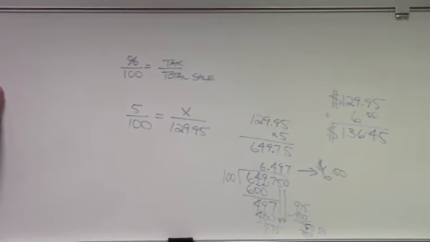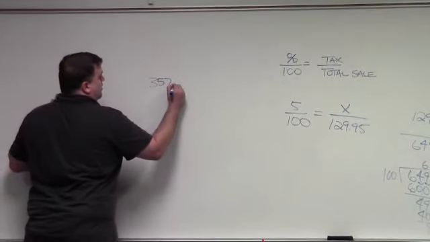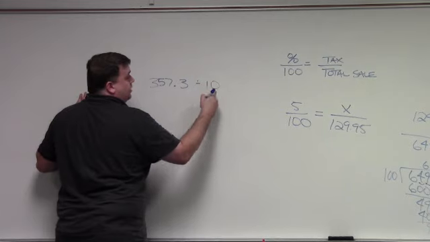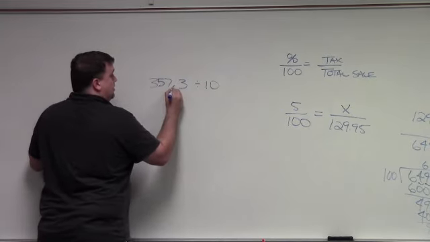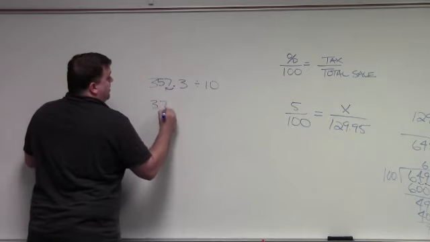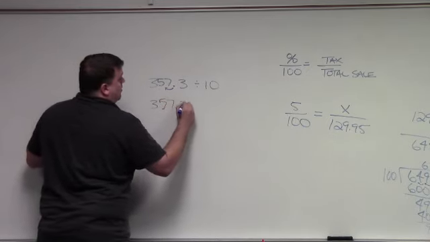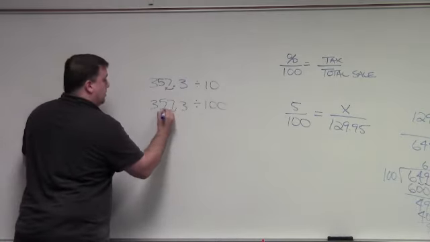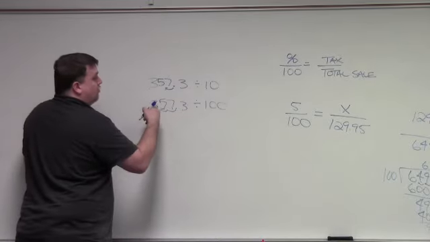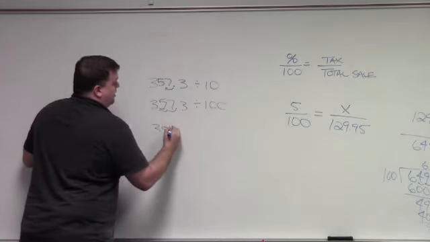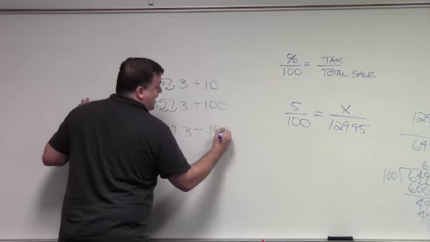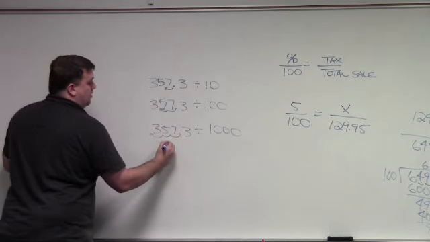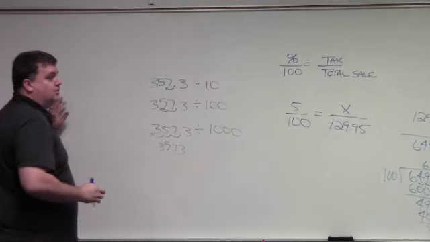As an aside, if I have 357.3, some number like that, if I divide that by 10, how many zeros do I have after the 1? 1. Your decimal moves 1 place. If I have 357.3 and divide by 100, how many zeros do I have? Your decimal moves 2 places. So it ended up being 3.573. If I have 357.3 divided by 1,000, I would move it 3 places. So it's a trick you can use.